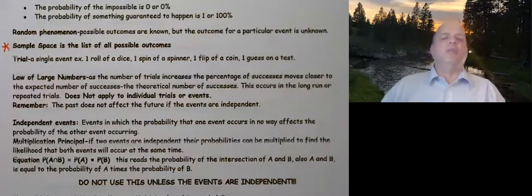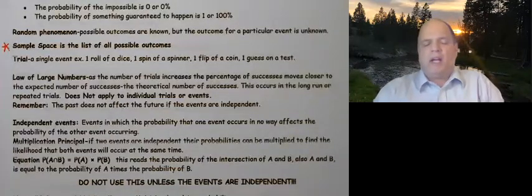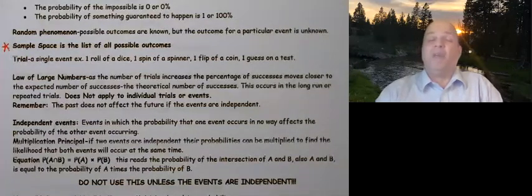So as we do something over and over and over again, what we actually observe approaches the theoretical. Do not apply this to an individual trial. In other words, when I flip a coin and it's not 50% heads, it's just one trial, that's not enough. But if I have a lot of trials, then it should be a very good estimate.